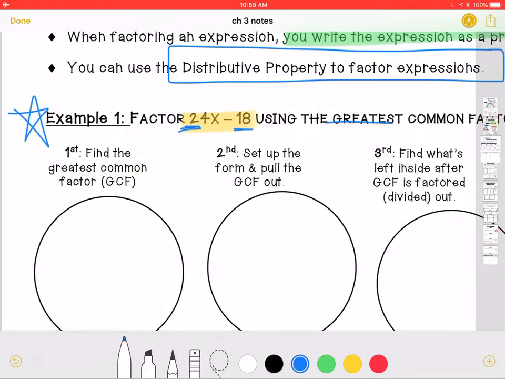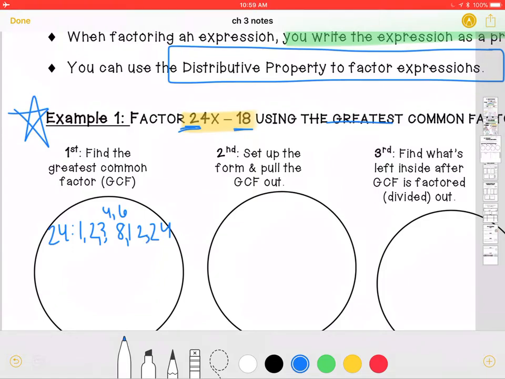So I have the number 24. Let's list out all the factor pairs of 24. I know that 1 and 24 equal 24. 2 and 12. What else? 3 and 8. And then it should be 4 and 6, which I'm running out of room here. So go ahead and write those factors down.